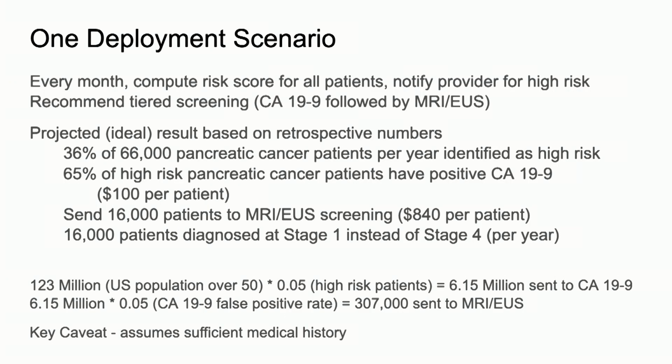So here's a deployment scenario. Every month or every week or whatever it is, we compute a risk score for all patients across the entire platform. We notify the provider for high-risk patients, and we recommend a tiered screen. It turns out that there's CA19-9, a blood test for pancreatic cancer. If you're positive on the CA19-9, we'll send you off to MRI in the U.S. The reason we're doing this is because if you send everybody who's high risk, you're sending 5% of the population off to do an MRI or an endoscopic ultrasound.